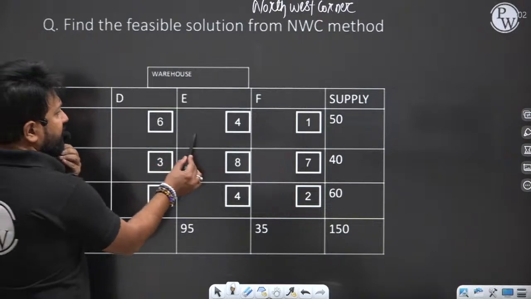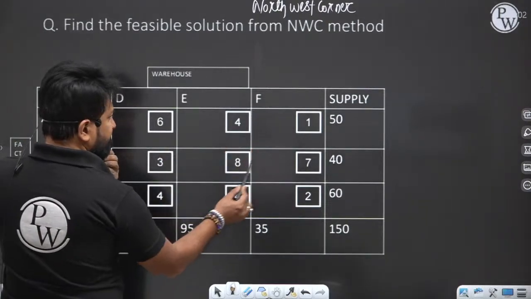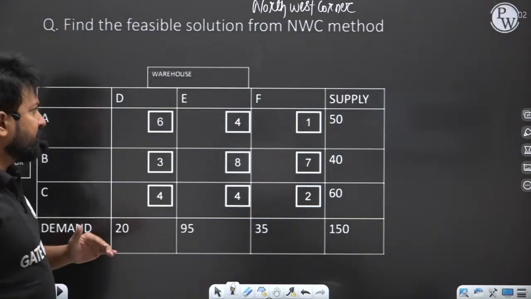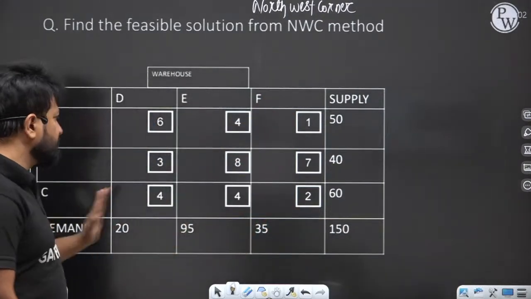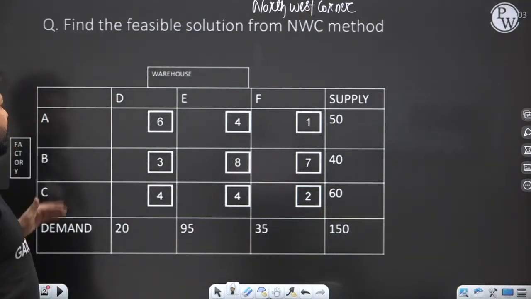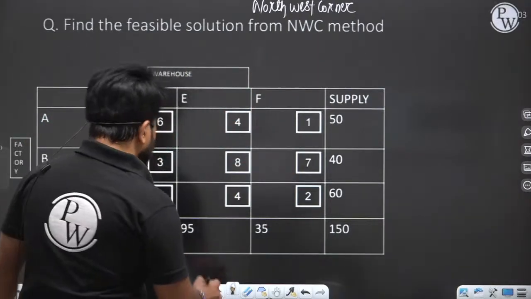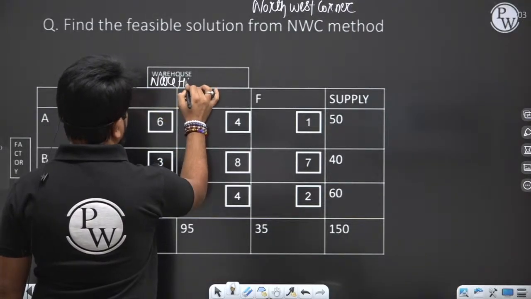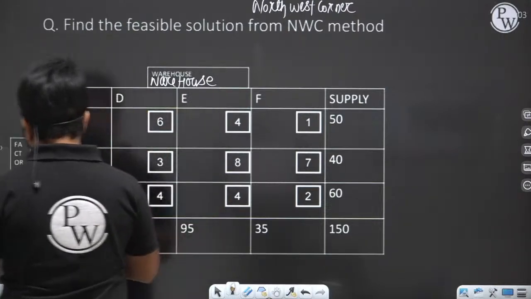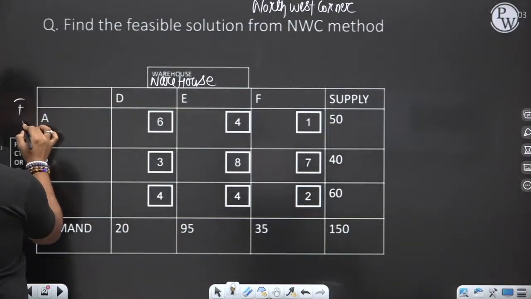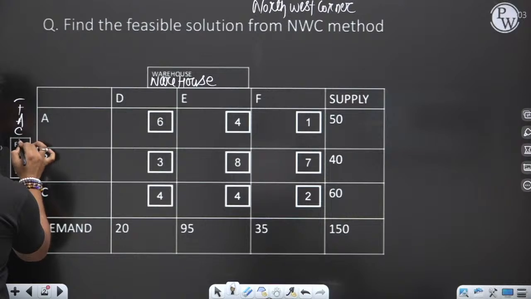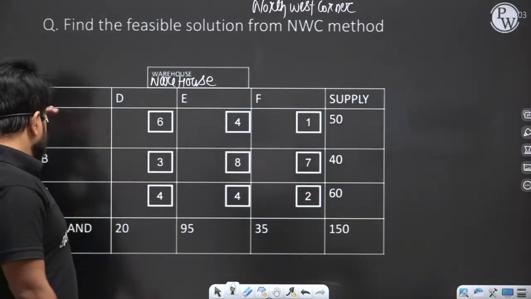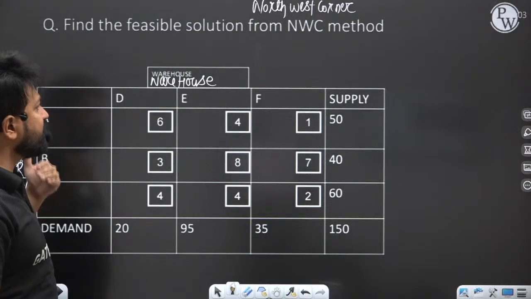This is the unallocated cells, and these are the transportation cost. Before solving this table, first of all you have to check whether the supply equals demand. This is the factory and these are the warehouse. Now A, B, C are the factory. D, E, F are the warehouse where you have to store.